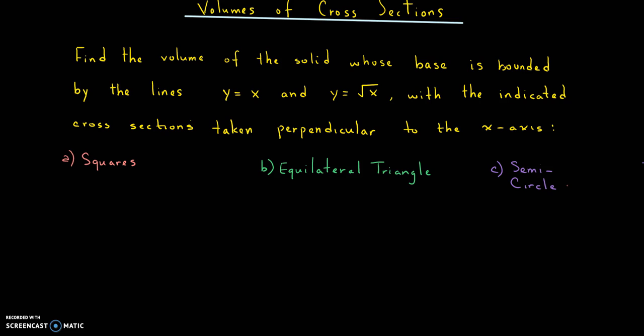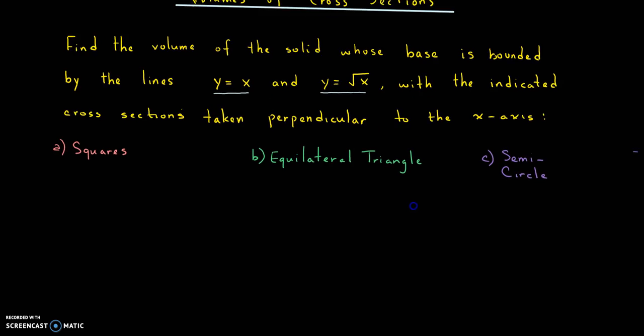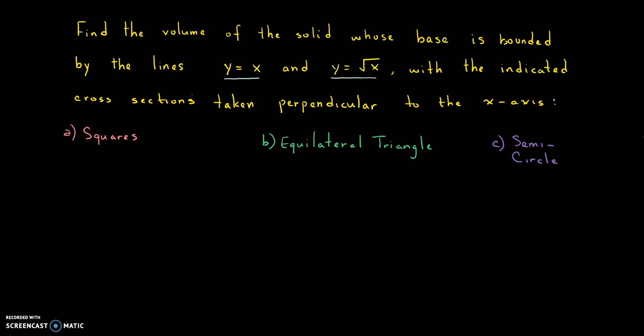Alright, so it sounds like there's a lot going on in this problem, but really it's not too bad. The first thing that I want to do is get a visual for what I'm actually talking about here. So they give us these two functions, y equals x and y equals the square root of x. I'm going to go ahead and sketch those graphs. So let me create my y-axis.